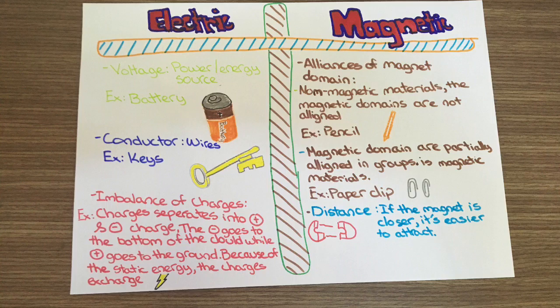And the imbalance of charge is the more the charges are different, the more the electricity. An example for this would be charges separating into negative and positive charges. Then the negative goes to the bottom of the cloud and the positive goes to the ground. Then with static energy, the charges exchange.